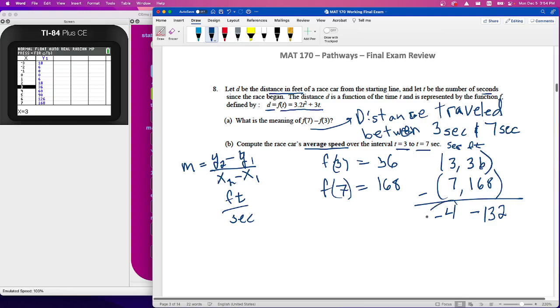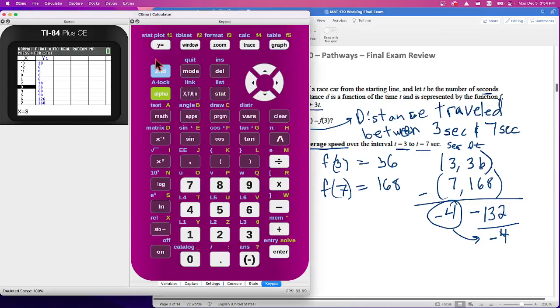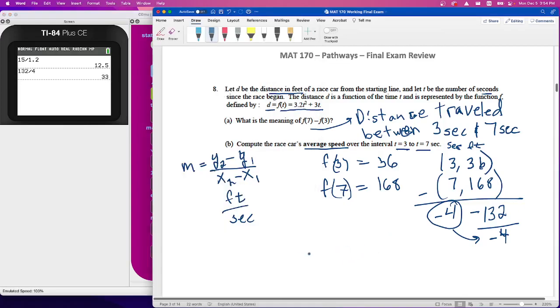So we take the x, put it underneath the y. So 132 divided by 4, negative, negative, that's going to be positive. Let's see, I think 4 might go into 132 evenly. So take 132 divided by 4. It's going to be 33. So our speed is going to be 33 feet per second.